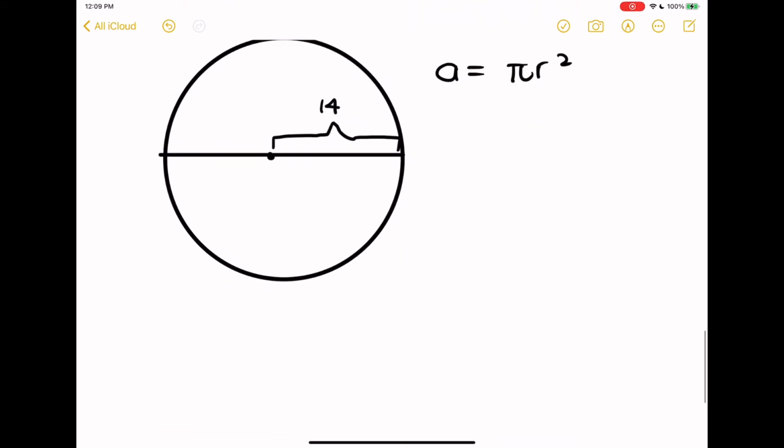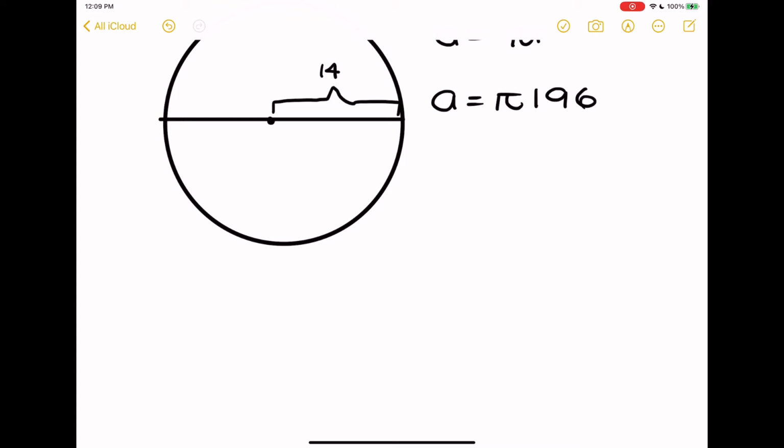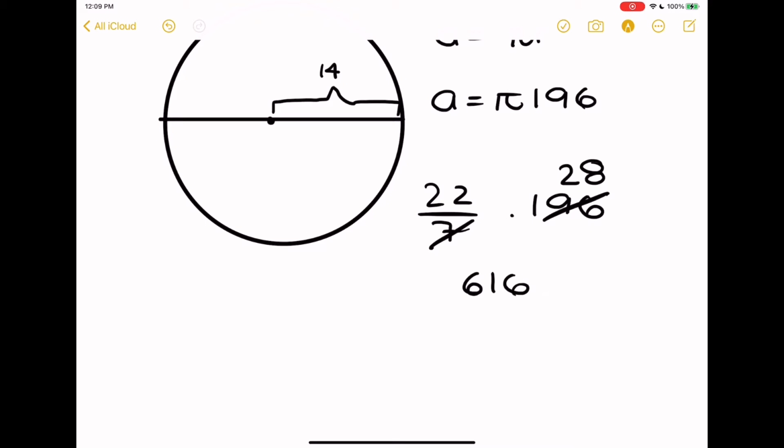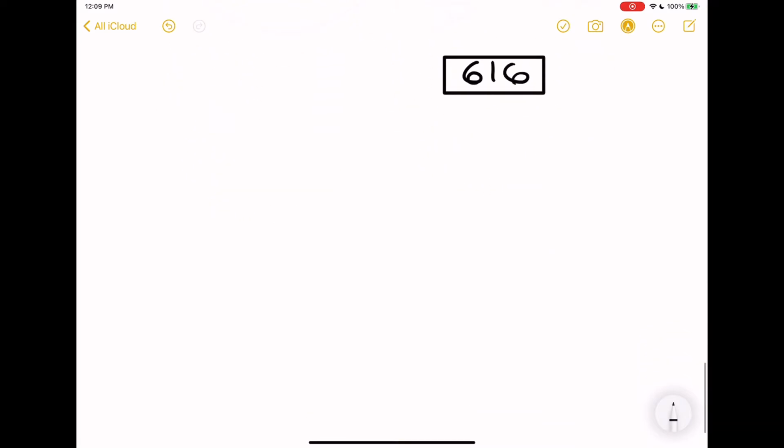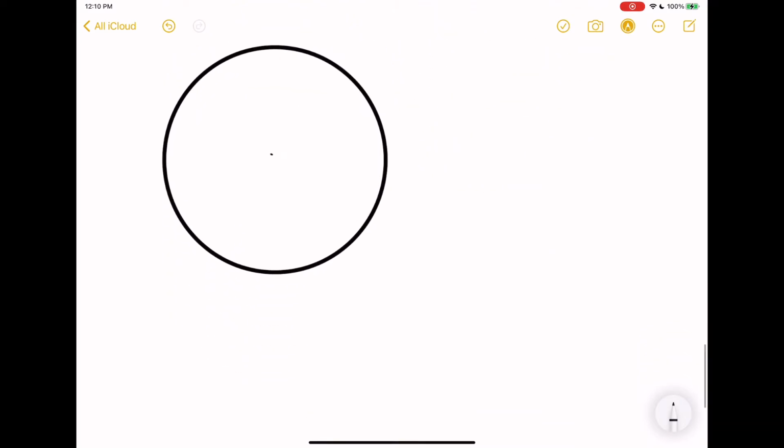And that's probably going to be your best bet because you're easily going to be able to cancel it. So 14 squared is 196. So pi times 196, that's 22/7 times 196. And then the 196 and the 7 cancel out. So we get 28 times 22. And 28 times 22 is 616. And remember, these are always units squared because this is an area.